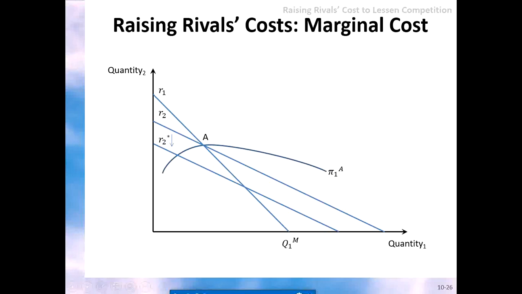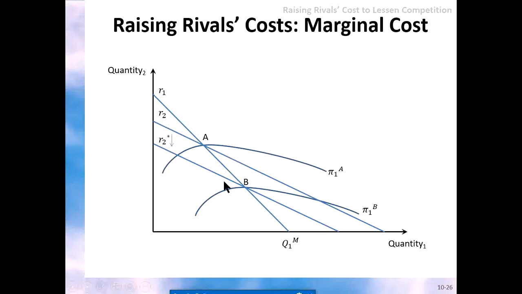this is firm 1. It has reaction 1, and this firm 2, it has reaction 2, and this here, the profit pi 1 for firm 1, where the interaction happened. If firm 1 could increase the cost of firm 2, or the marginal cost of firm 2, therefore the reaction of firm 2 will shift from R2 to R2 star.